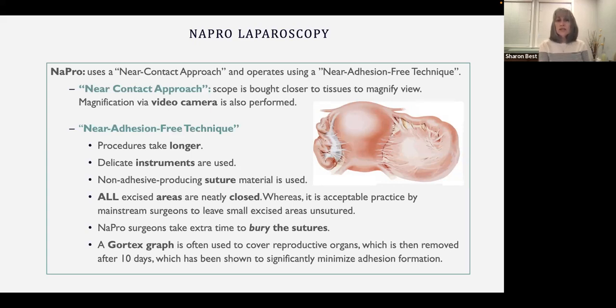So Dr. Hilgers has come up with a way to do a laparoscopy procedure, where we introduce cameras and instruments into her abdominal cavity to remove ectopic implants or to remove adhesions or to explore and see what's going on and what the problem is. So when we do this, we have a way to have almost no adhesions occur. And the way he does that is he closes all areas and he buries the sutures underneath, and we put graft over the organ. So here's some pictures.